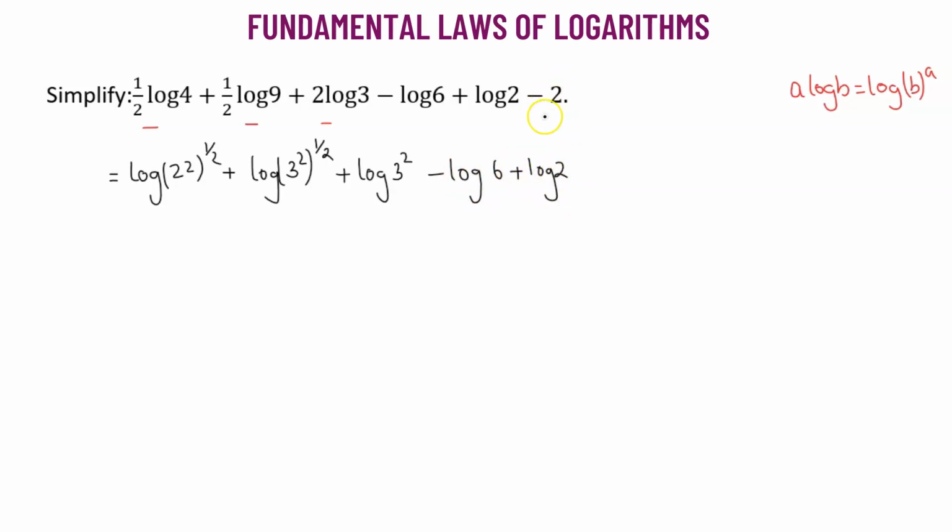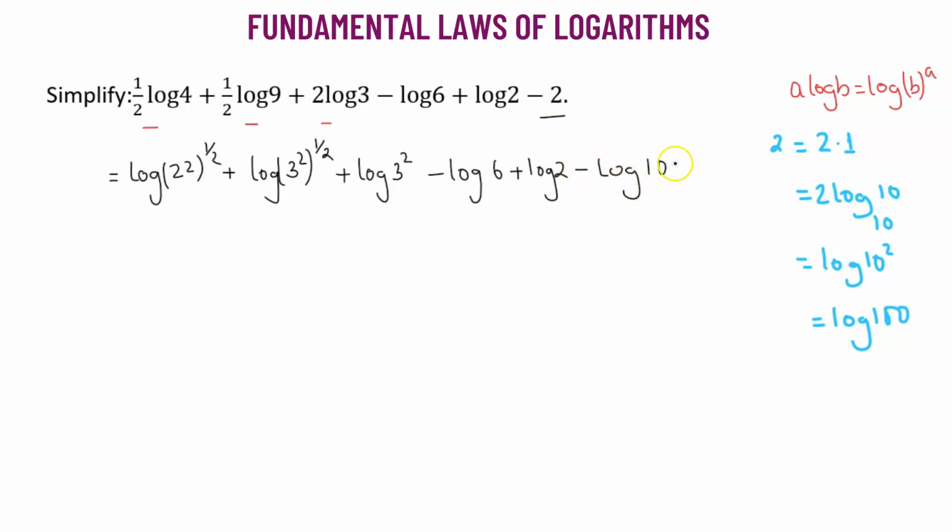Now what we'll do, we will convert this to a logarithm. That's very simple. We can rewrite our 2 as 2 times 1. 1 is nothing but log of 10 with a base of 10, which means exactly the same thing. Here, in all the logarithms where the base is not mentioned, by default it will always be 10. So that means we have log of 10 squared, or simply log of 100. So this is the value of 2. That means instead of -2 we have negative log of 100.